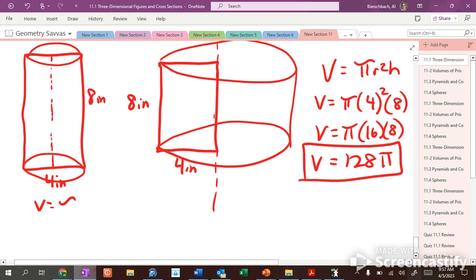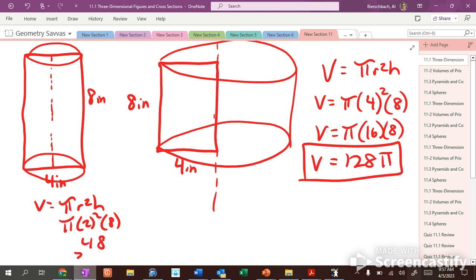So the volume equals pi r squared h. So pi times 2 squared times 8. So it's 4 times 8, or 32 pi. Okay? That's the difference. All right.